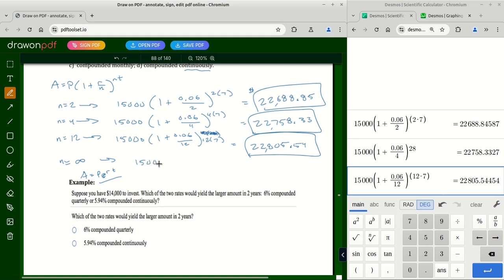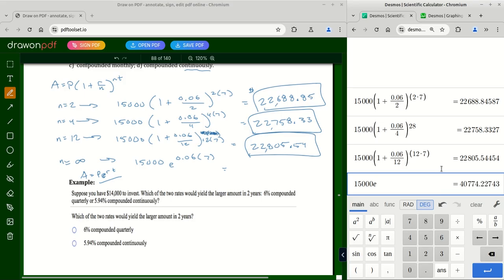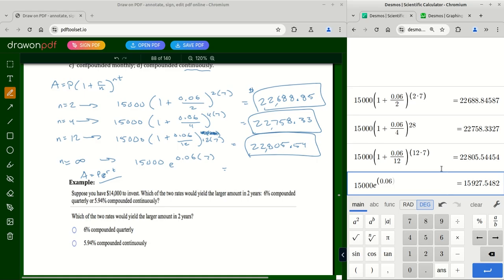So 15,000, and then I got, hold on, e to the 0.06 times, time is 7. So this should be the very highest amount that we could get at this rate for that amount of time, because they're looking at my account, again, all the time to add money back. There you go. And again, I'm still expecting about the same thing. So 22,829.42. There you go. So the difference between twice a year to infinite is, I don't know, $100-something bucks.